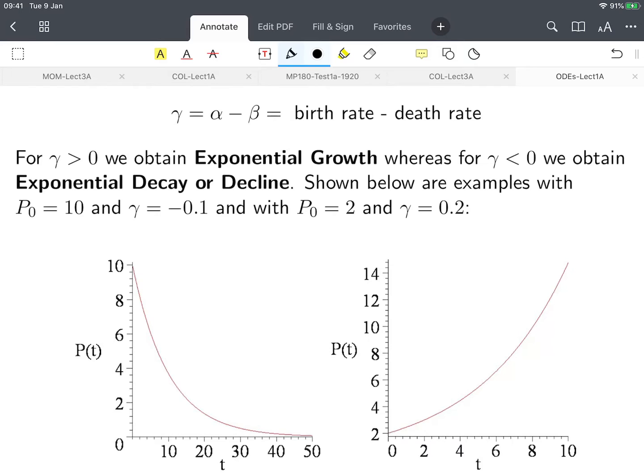If I go to Wolfram Alpha, I can say plot, so what was it, 10 times exponential minus 0.1 times t for t equals 0 to 50. I think that's what I had on the graph. Let's see what it looks like.